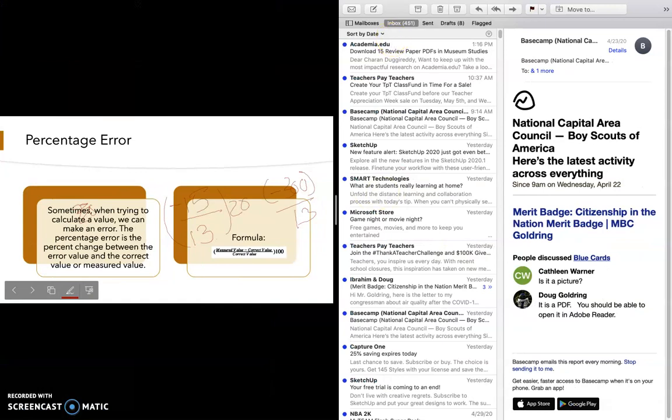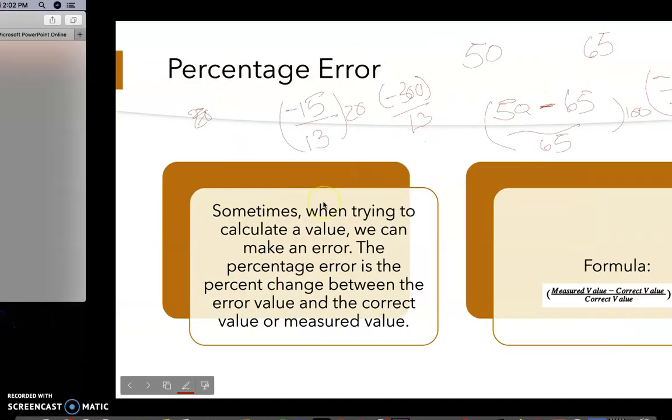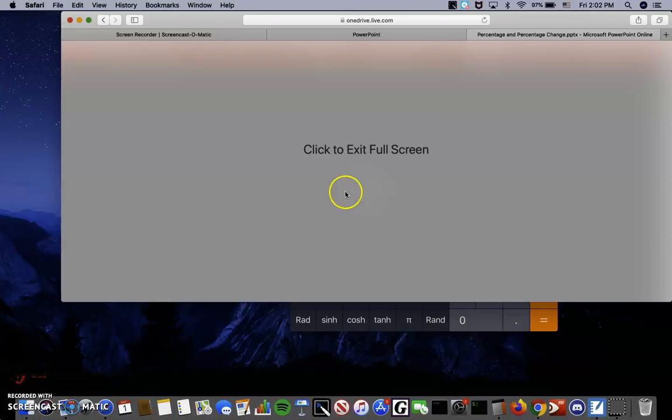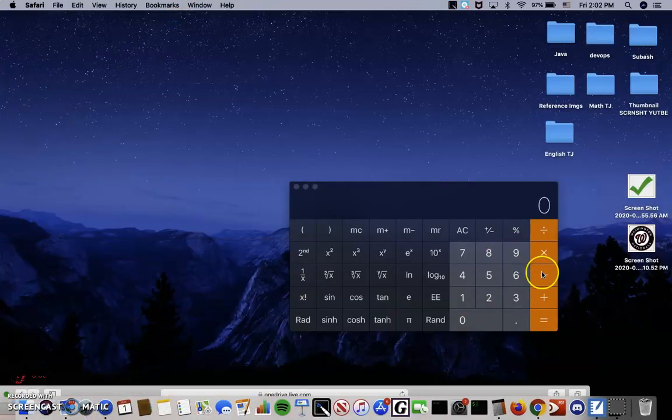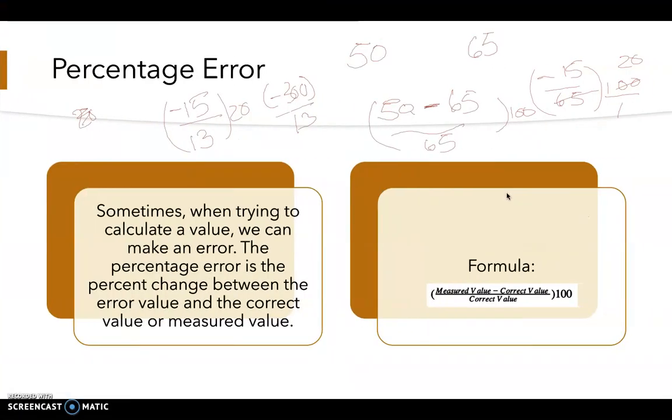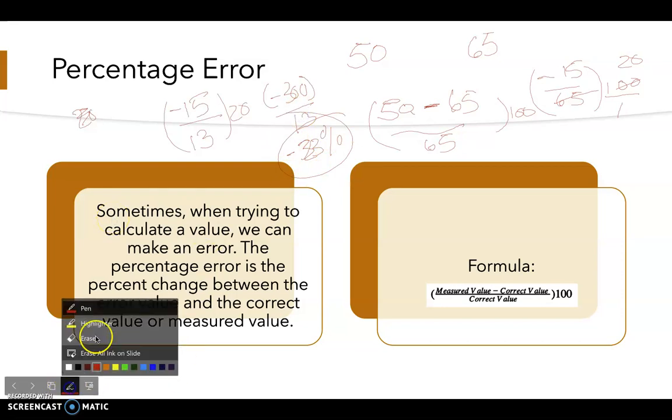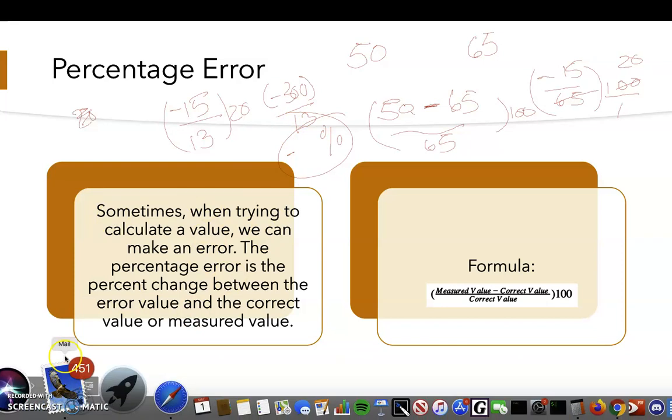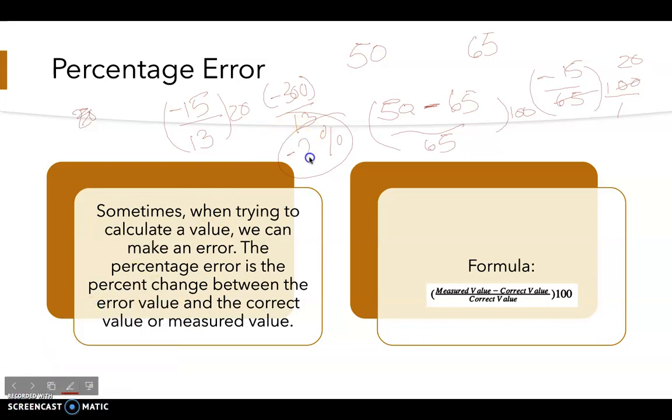So we're looking at negative 300. So, then it's going to be 300 divided by 13, which is going to be a decimal. So, we're saying we made a negative 23% error. So about 23% change between our error, because our error was less than the actual value. So yeah, that means negative 23% would be the percentage error between my mistake and the correct value.